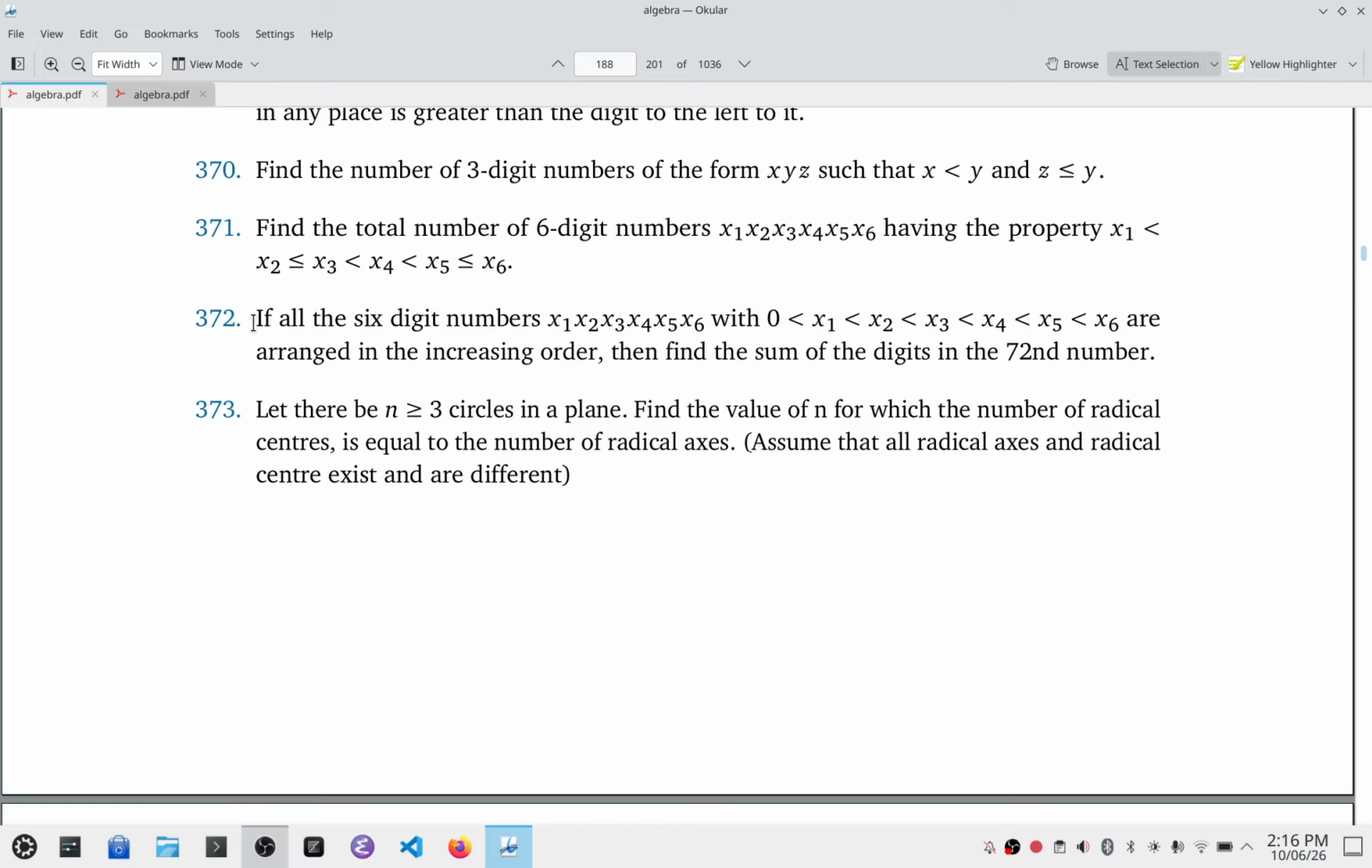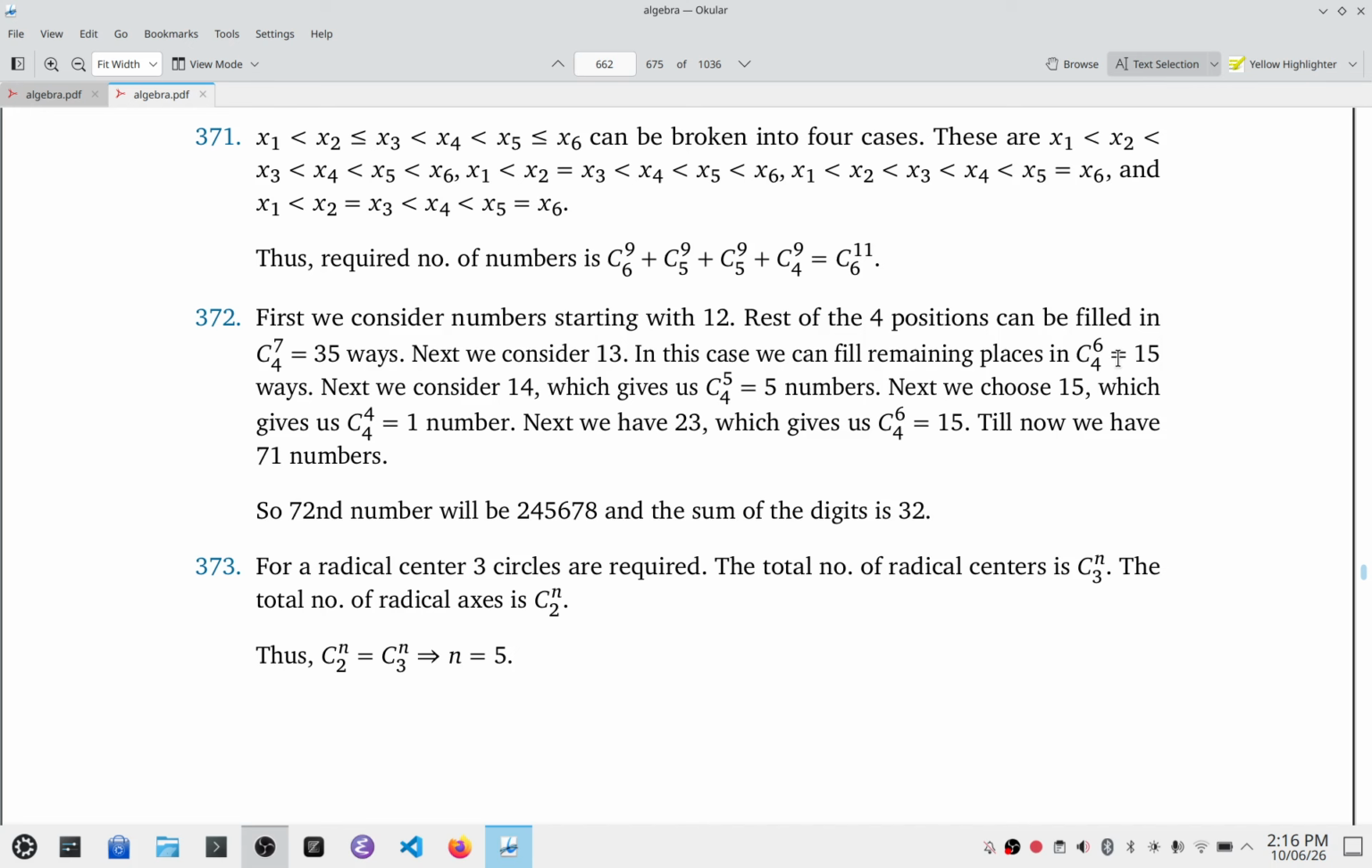Question 372 says that if all the 6-digit numbers x1 through x6 with 0 less than x1 through x6, again in increasing order, are arranged in increasing order, then find the sum of the digits in the 72nd number.